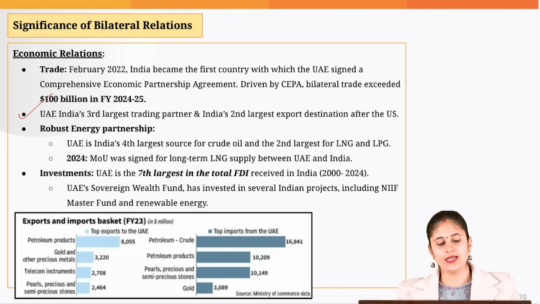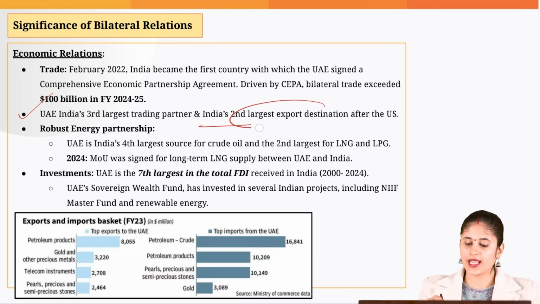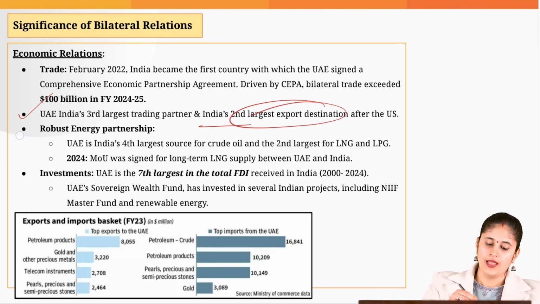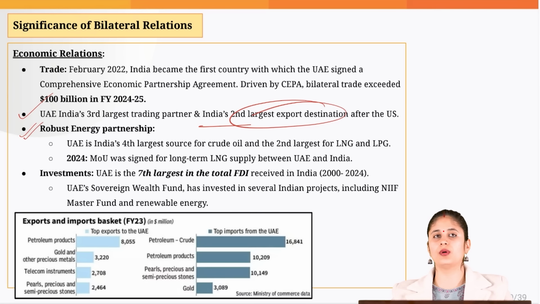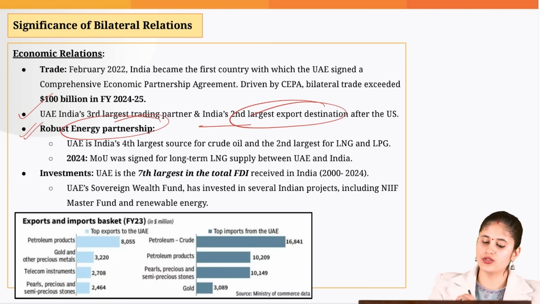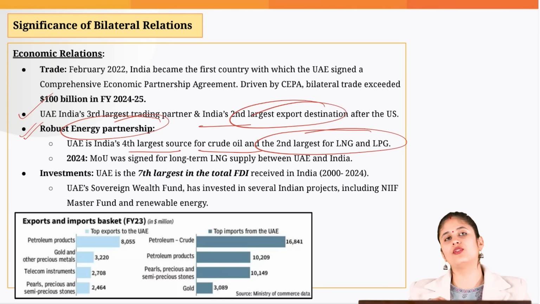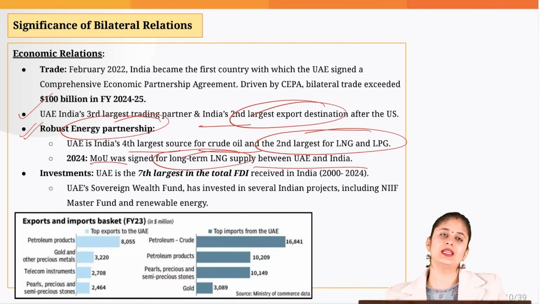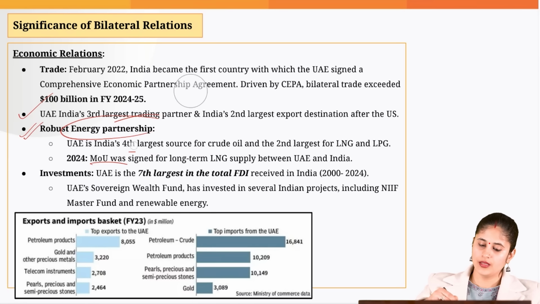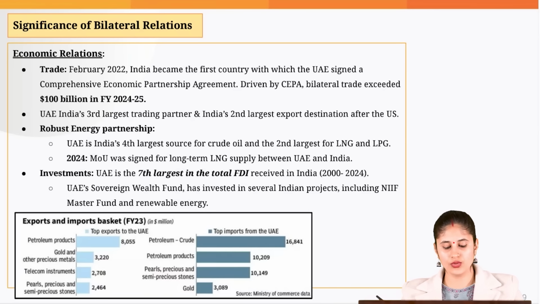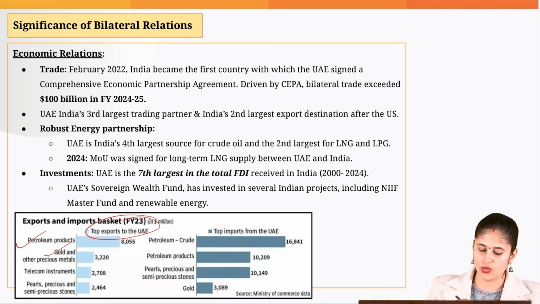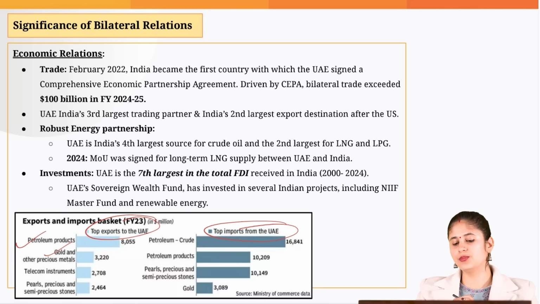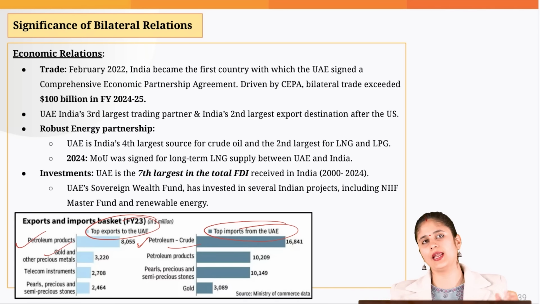When it comes to UAE, it is India's 3rd largest trading partner and India's 2nd largest export destination after the US. From the energy point of view, UAE is very important for ensuring energy security, because UAE is India's 4th largest source of crude oil and 2nd largest for liquefied natural gas and liquefied petroleum gas. Way back in 2024, we also signed an MOU with ADNOC for long-term LNG supply. Then, the things that we export to UAE are petroleum products, gold and other precious metals. And the item we import from UAE is crude oil and other petroleum products.